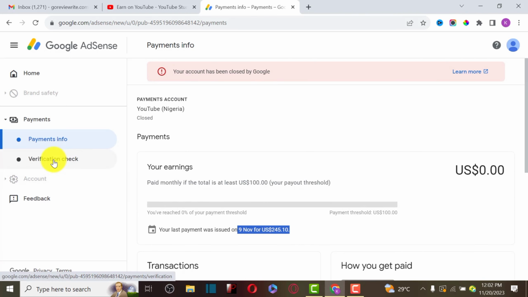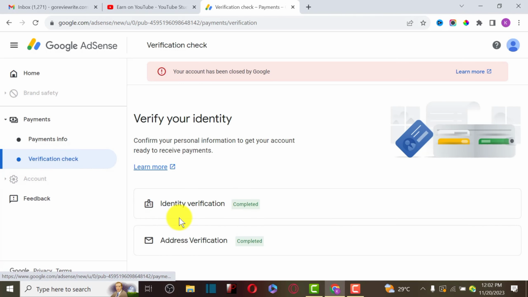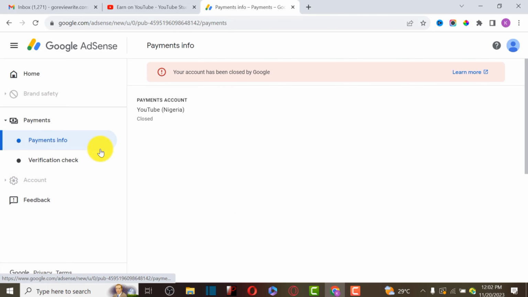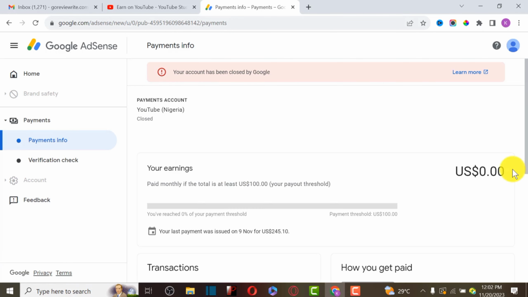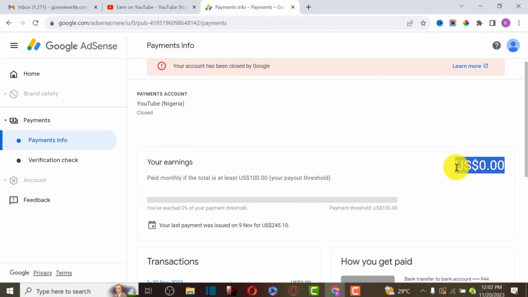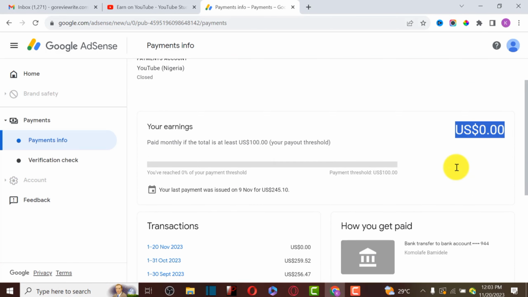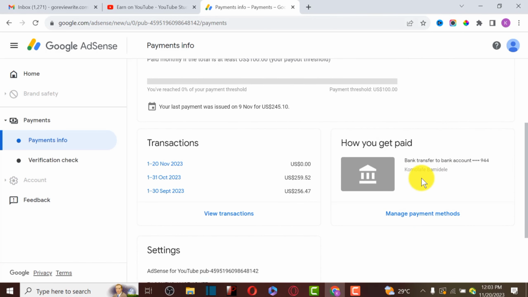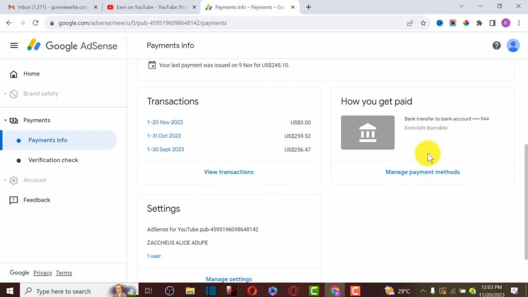The first condition is to come to this verification check. Ensure that your identity is complete, like you verified your account with your national ID card or any form of identification, and also that your address is verified. These two important criteria must be met before you can get paid by Google. Lastly, one important thing to note: make sure the payment has been finalized by Google before they can pay you out. And add your payment method, like your bank account, for you to get paid.